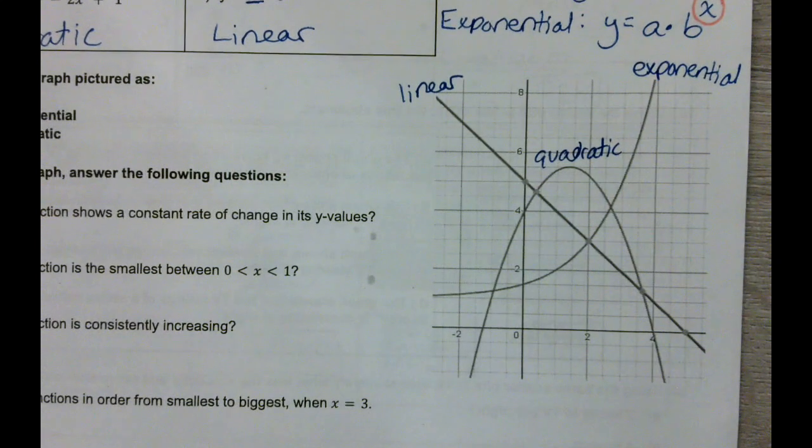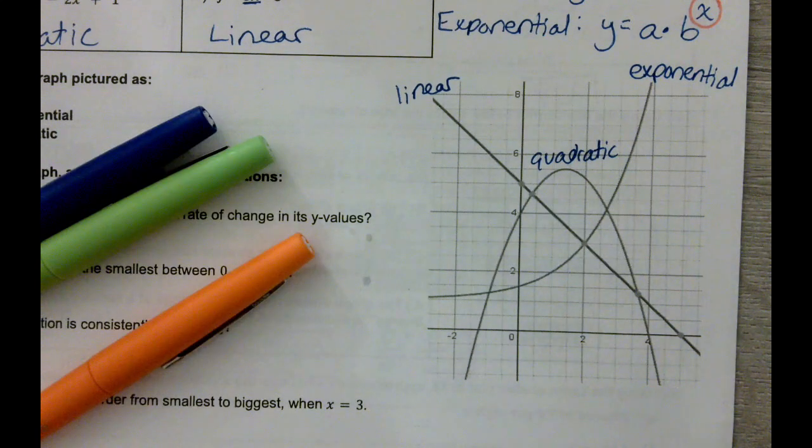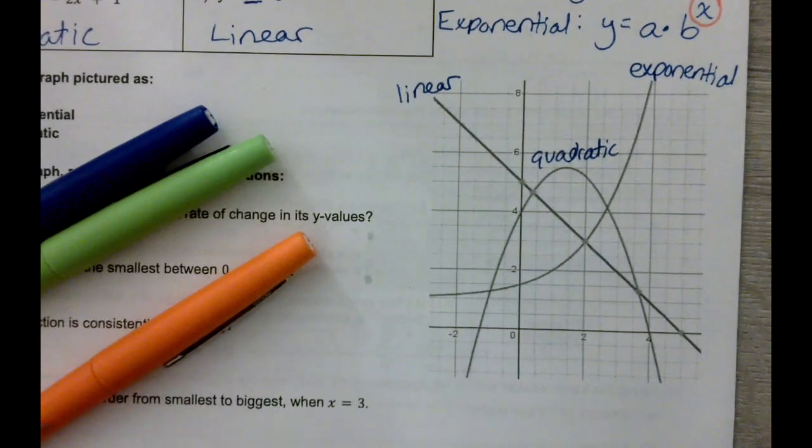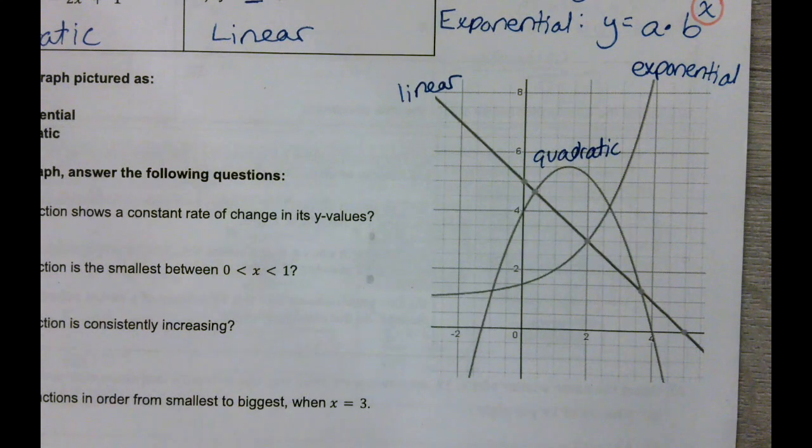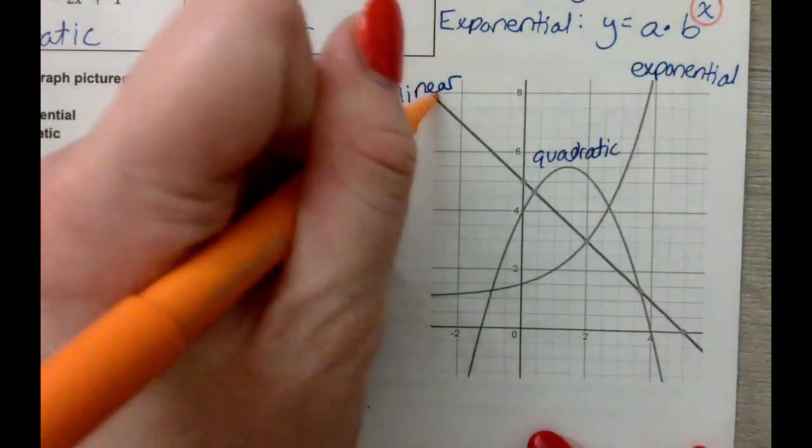Now, for this problem, it is highly recommended that you highlight. So you pick 3 different colors. The colors do not matter. Just make sure they are different enough that they stand out quite a bit on the graph. So those are my 3 colors. I've got a dark blue, a light green, and a light orange. Okay, so I'm going to make my linear the orange.